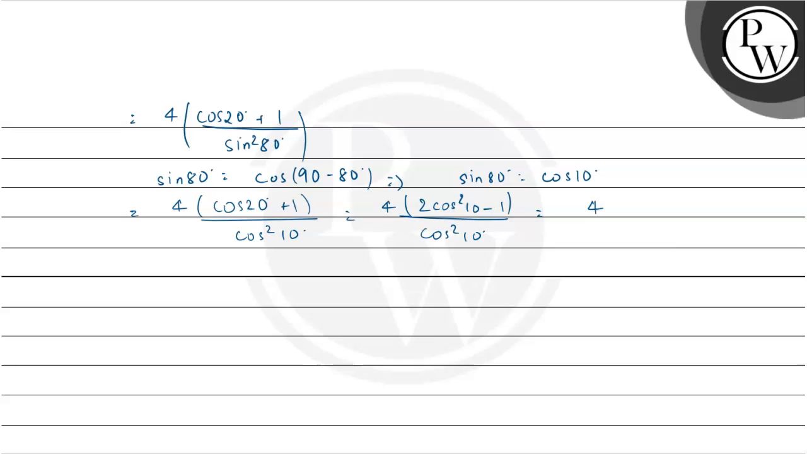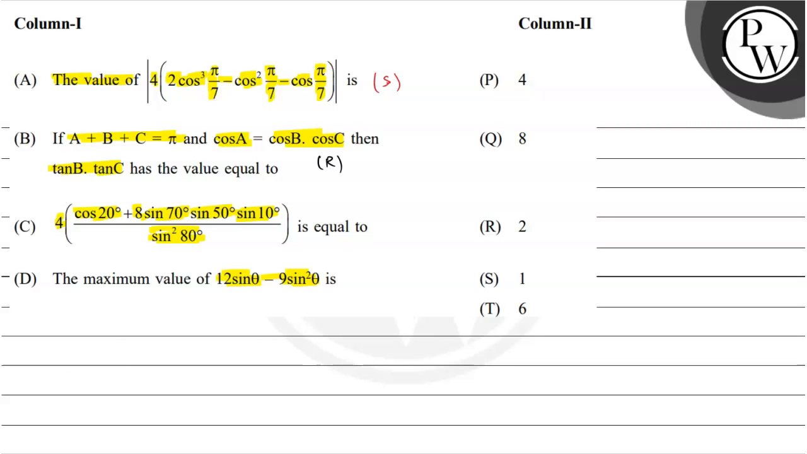Sorry, this is minus 1, and the last one will be plus 1. This is 4 times 2 cos square 10 degrees upon cos square 10 degrees. Again, we'll just cancel these two off and we'll obtain our answer to be 8, which is the answer to part C. Part C will have the answer Q.